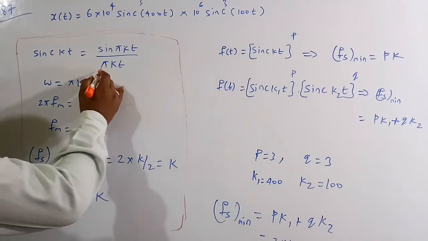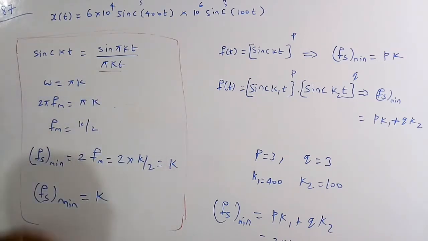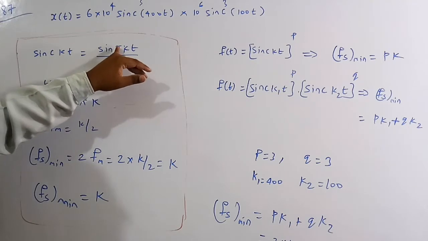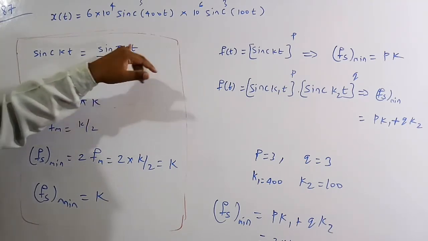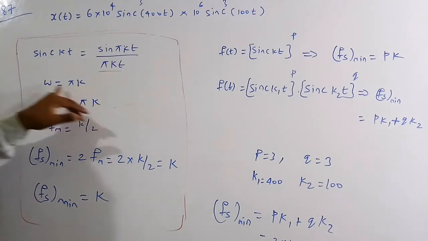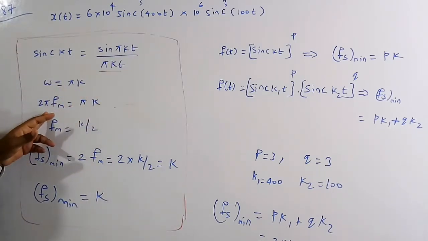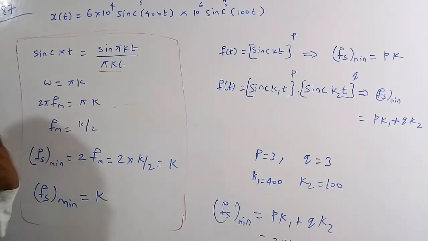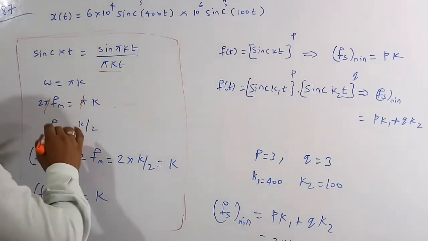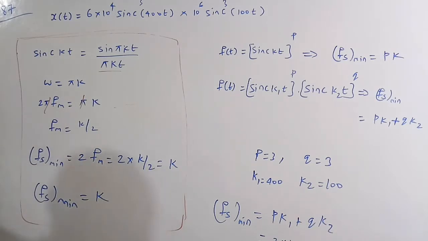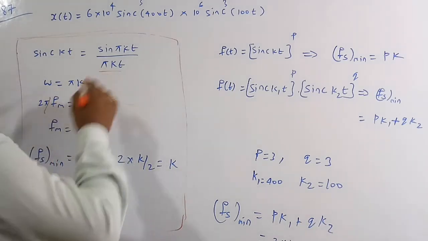So 1 by pi kT is nothing but a constant term. It's a variable. But here we need to find the sin omega t. So omega is equal to pi k. Sin omega t means omega is equal to pi k. Omega is nothing but 2 pi fm, the message signal frequency. So 2 pi fm is equal to pi into k. So pi cancels, and therefore fm is equal to k by 2. So this is the frequency of this signal.